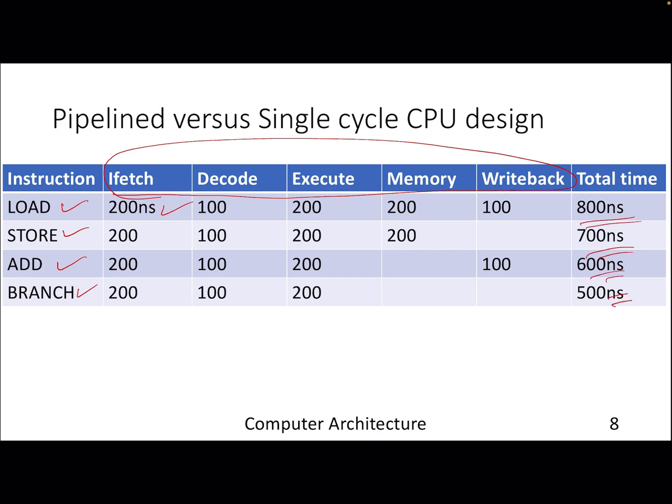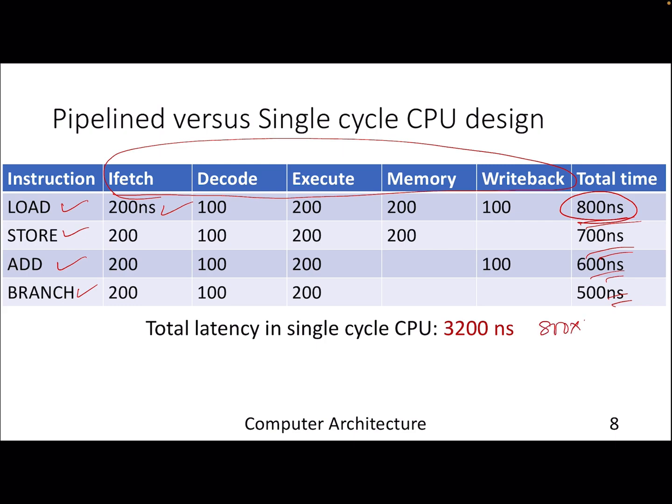So in a single cycle design, you will take 800 nanoseconds as the cycle time. That is the worst case, the longest instruction. And since you have 4 instructions, you will make it 800 times 4. That makes it 3200 nanoseconds. So that's the total execution time, or the latency.